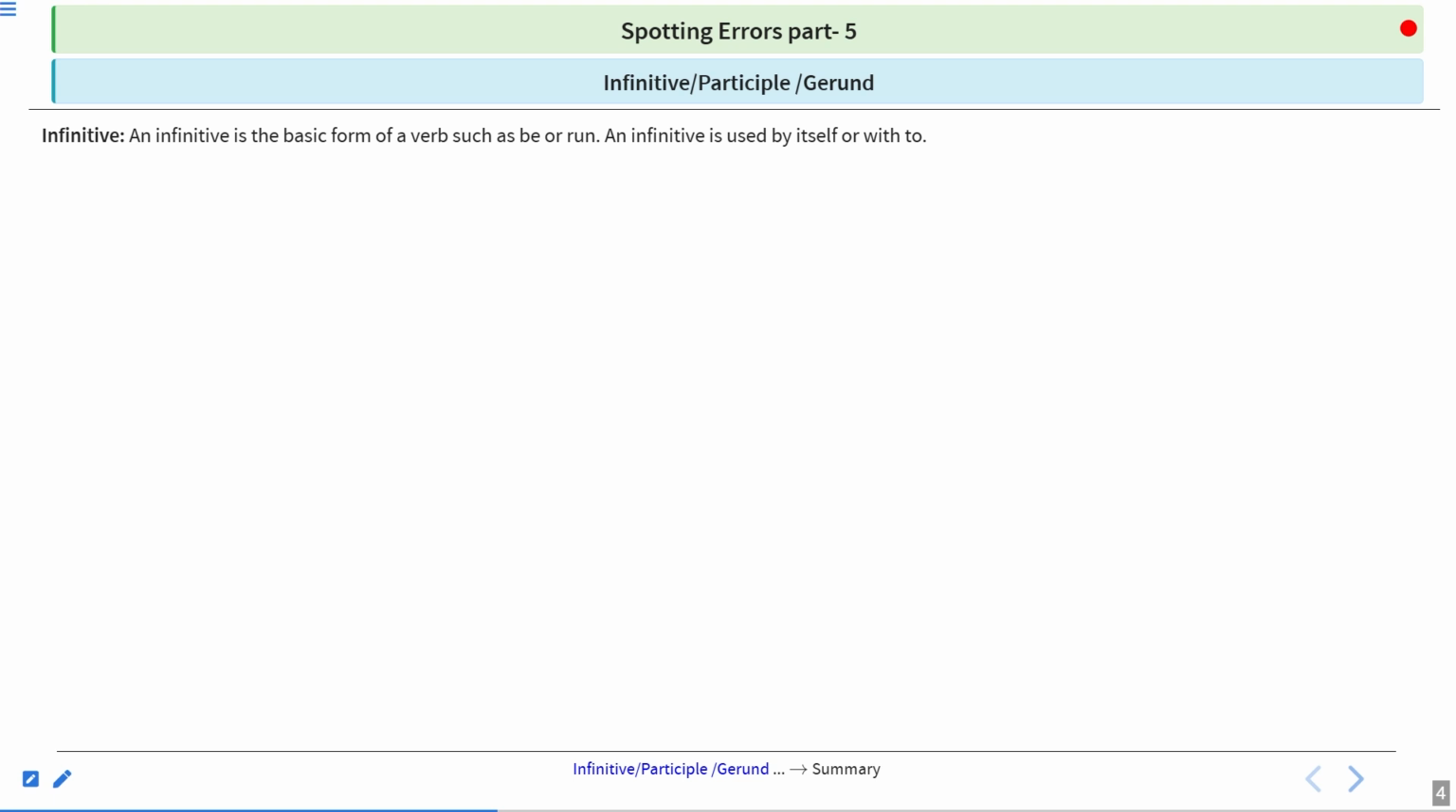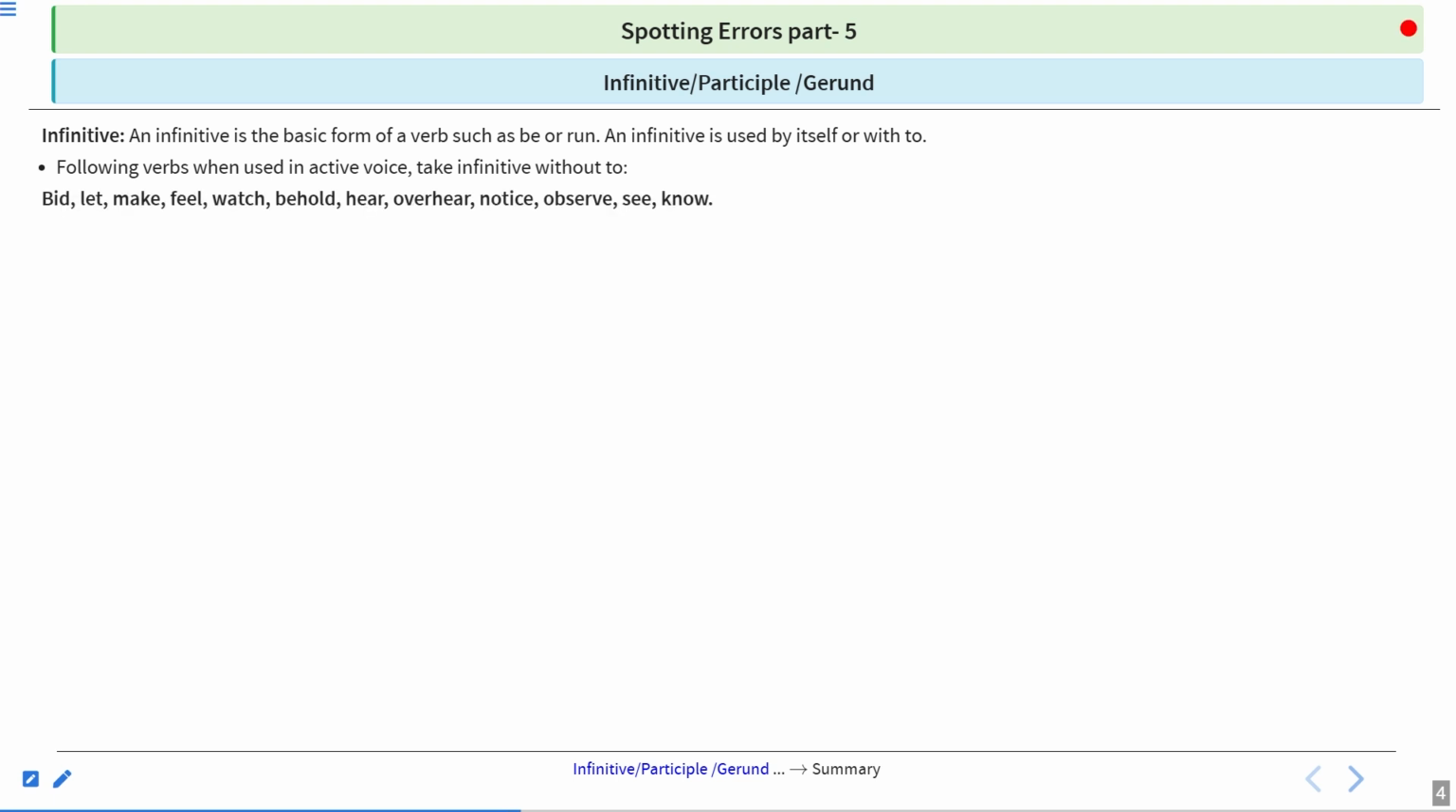I hope you've understood. The following verbs, when used in active voice, take infinitive without to. So we are talking here about the bare infinitive. Bare infinitive is what? When a verb comes without to. Verbs are as follows: bid, let, make, feel, watch, behold, hear, overhear, notice, observe, see, know.